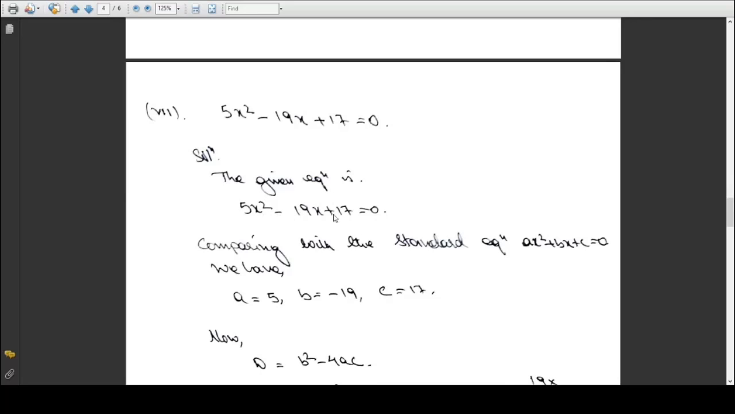The next, number 7. This is the given equation. Comparing with the standard equation, we have A, the coefficient of x squared, which is 5. B is the coefficient of x, which is minus 19. C is the constant, which is 17.